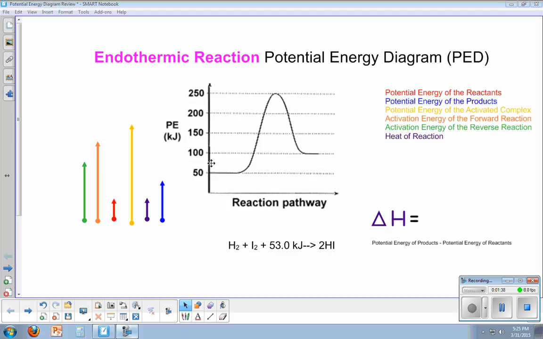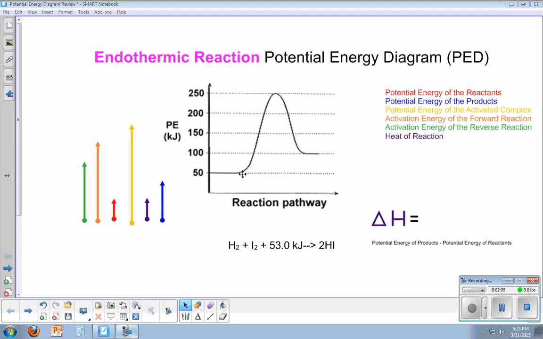You see that the diagram starts with a certain amount of energy, in this case, 50 kilojoules of stored potential energy. It ends with 100 kilojoules of stored energy. When we read our diagram, we read from left to right, and that's called the forward reaction. Unless they say otherwise, we assume we read from left to right. So the forward reaction here is represented by H2 plus I2 plus 53 kilojoules of heat produces 2HI.